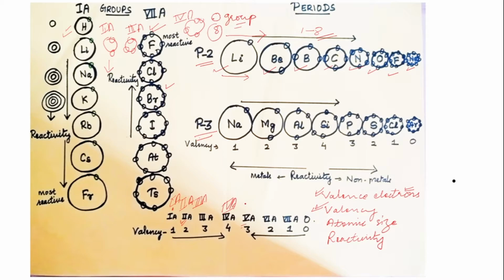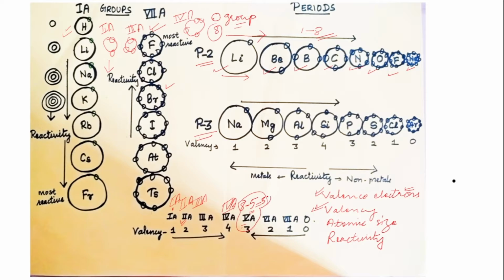For 5, how to find valency? For 5, valency is found in this way. The group number is subtracted from 8. 8 minus 5, as the group number is 5. It is subtracted from 8. 8 minus 5 is 3. So for group 5A, valency is 3.